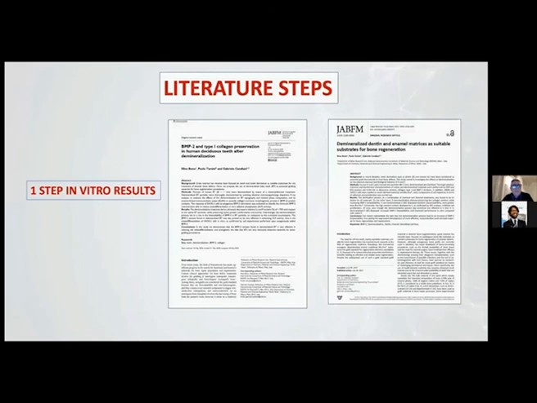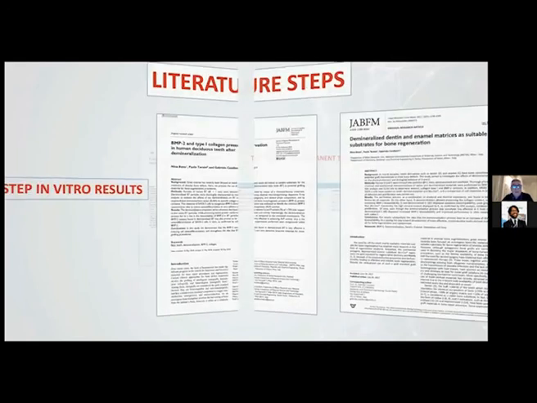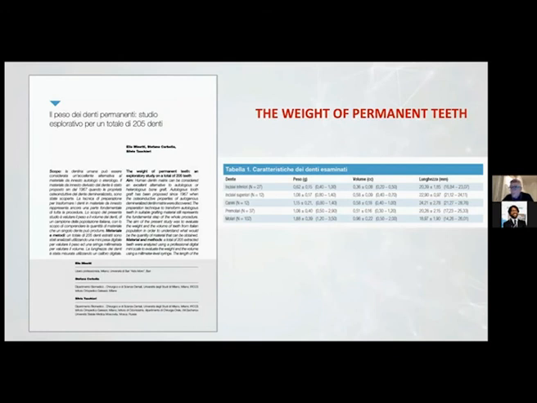So these are the steps in the literature. The first step was the in vitro result. We published some articles about our study at the Polytechnic of Milan. For example, we analyzed the dimension and the load of the tooth to understand, if you remove a molar, what quantity of material is produced after the extraction, and when we place a molar inside the device, how much material there is.